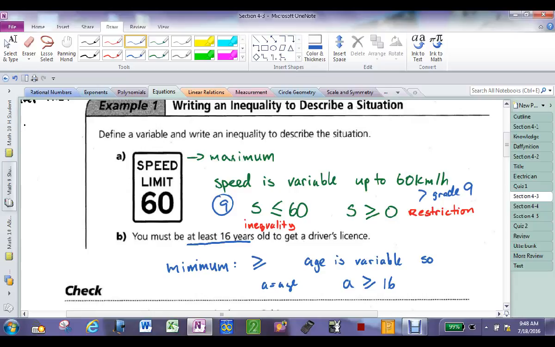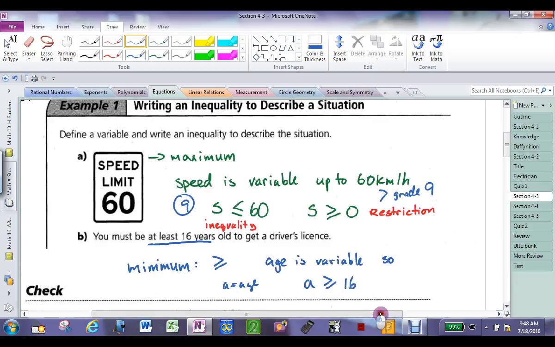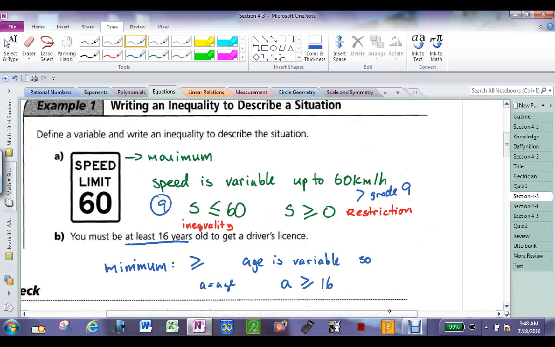What's the point of getting a learner's then? You're not learning every single road. Well, do you get your N now? Or do you still say N?